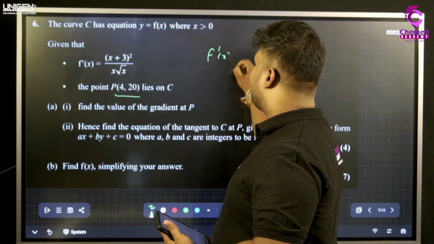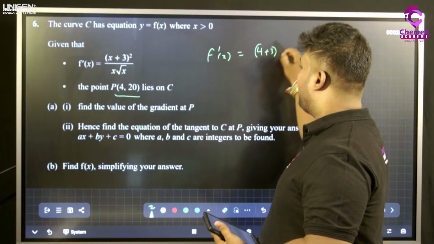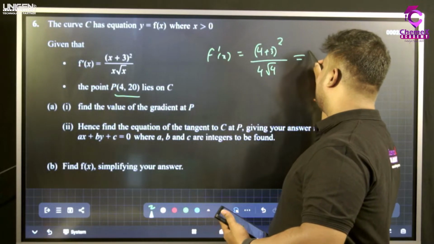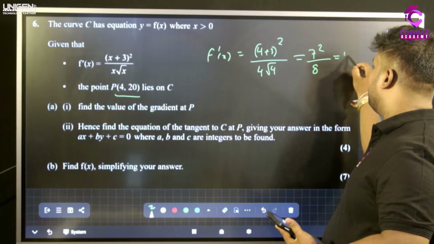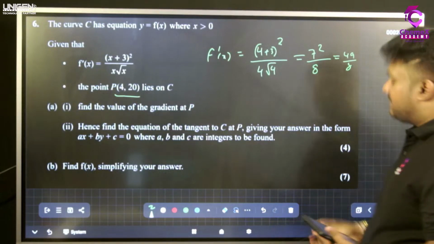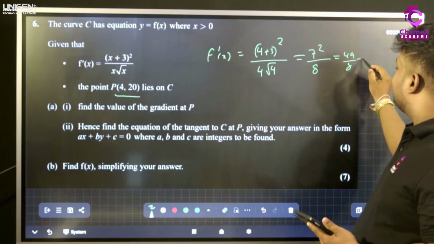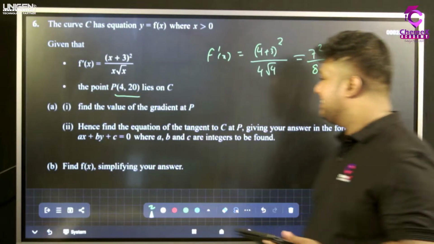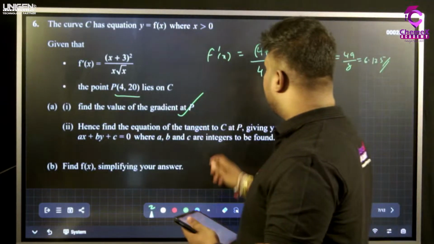So how do you do it? Just substitute x equals 4: 4 plus 3 squared over 4 root 4 equals 7 squared over 8, which is going to be 49 over 8. Is it correct or wrong? It's 6.125. Someone might write it in decimals. So that's part one, 1 mark I think. And then find the equation of the tangent.